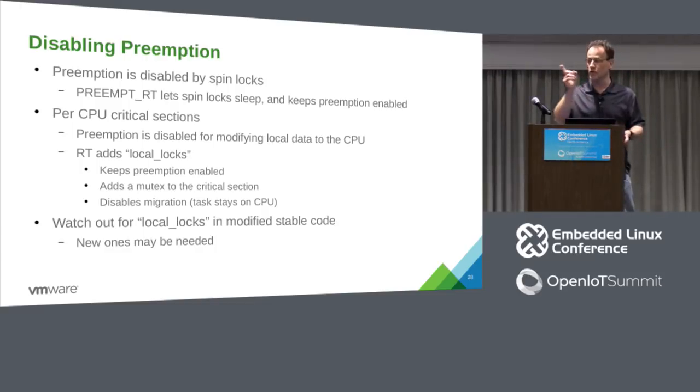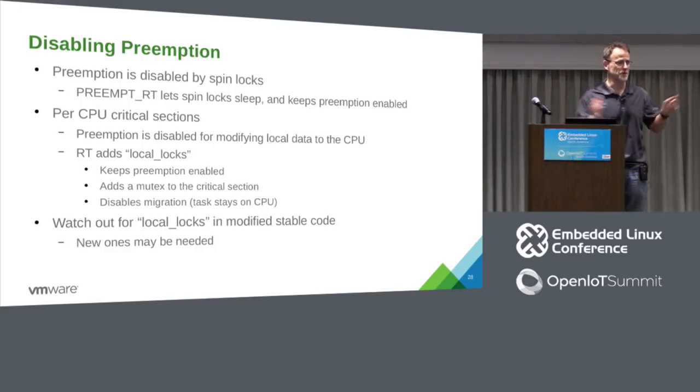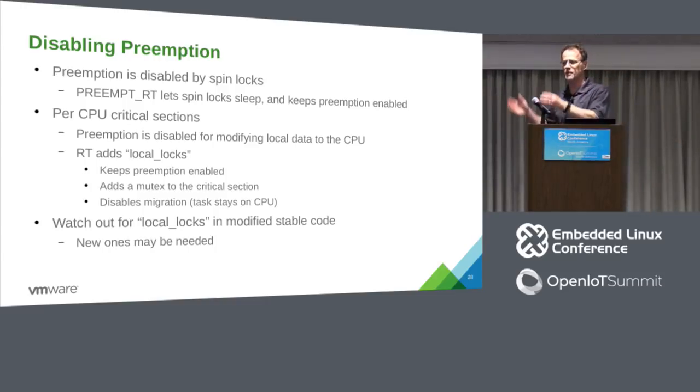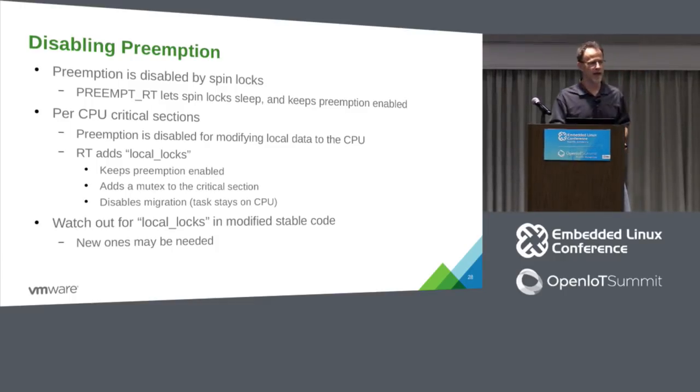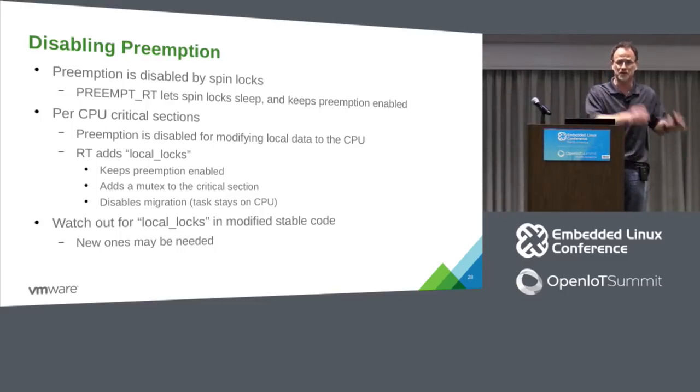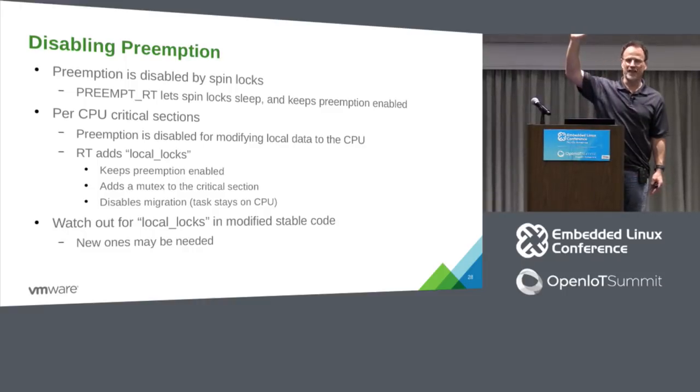Now, why is this good for you? You don't care about preempt RT. You don't care about real time. You only care about your code, your mainline code. It annotates what you're protecting. This way, you could say, hey, a lot of times, I don't know how many people have done this. I've done this a few times. Looking in the kernel, you see a preempt disable, local IRQ disable, and you say, why? How many people have done that?